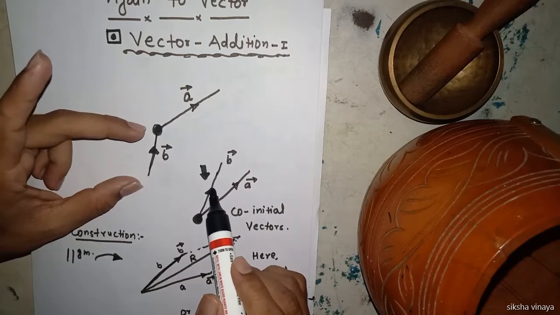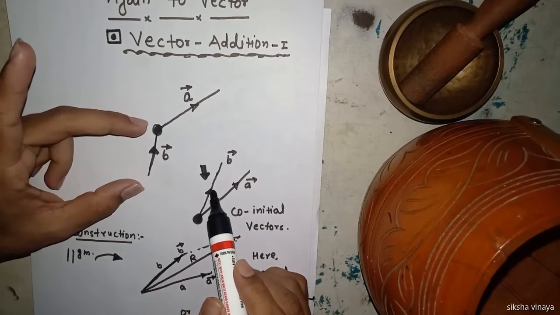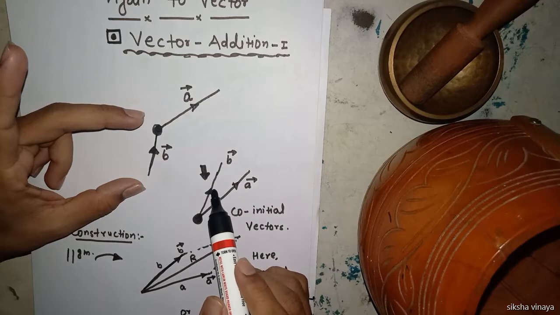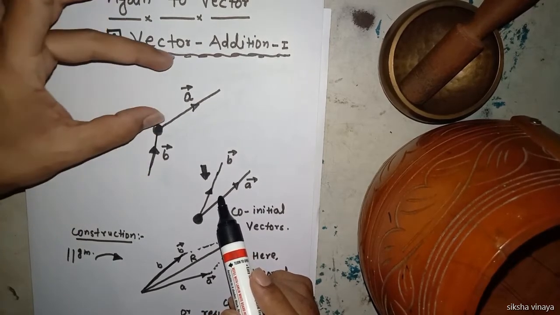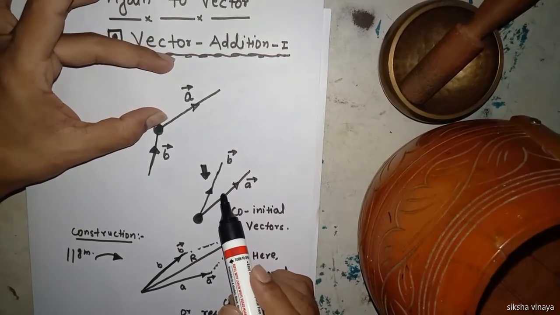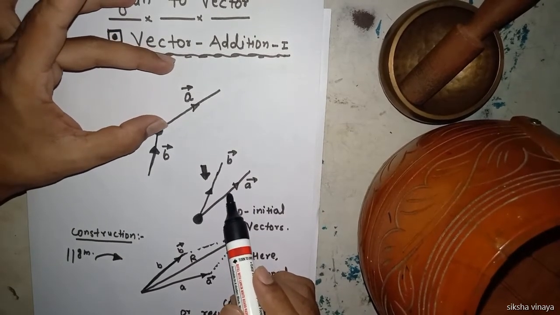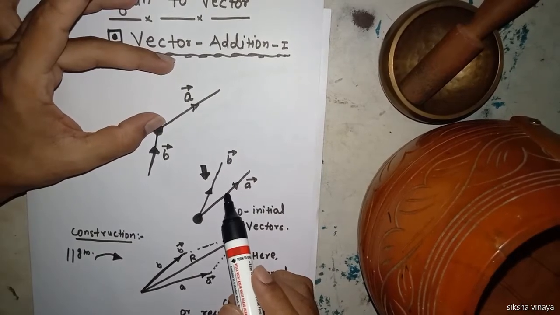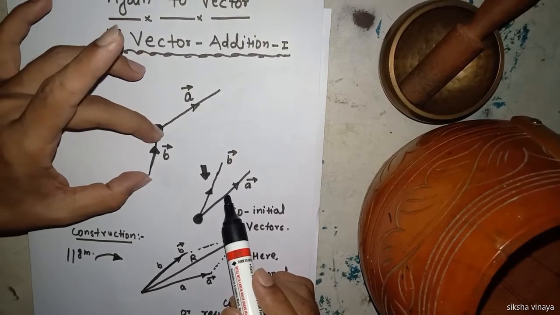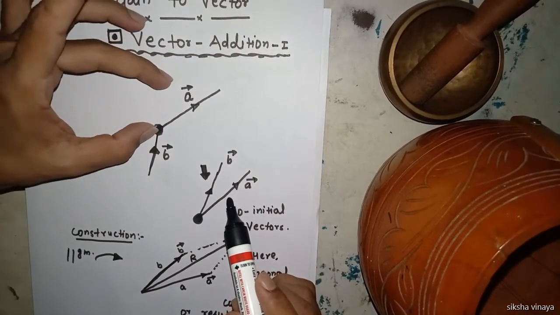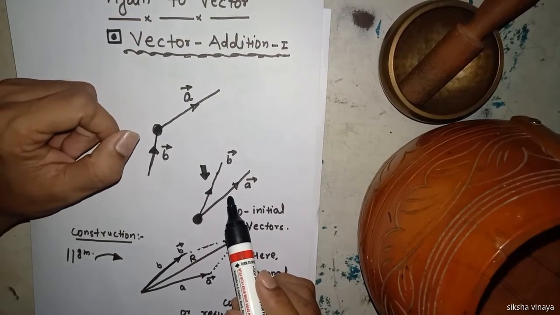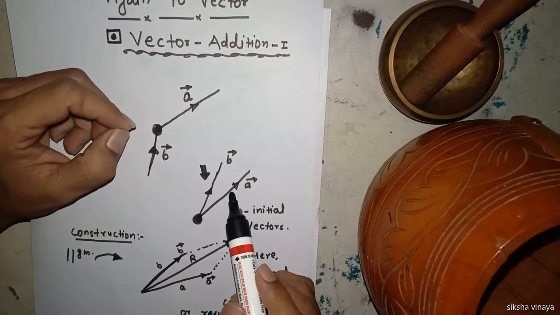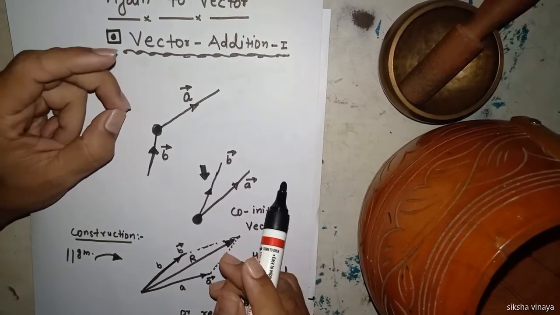Remember, don't change this vector by changing its direction. I am taking this vector to this point. In your mind you can ask, will the vector not change if you displace it from here to here? This may be the natural question. So for this I am giving an example.